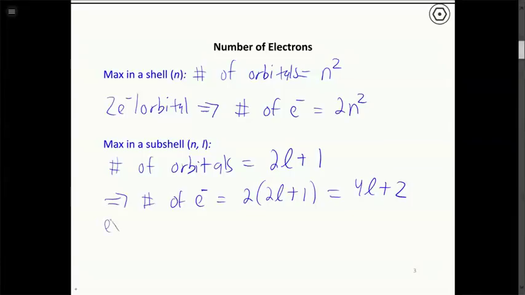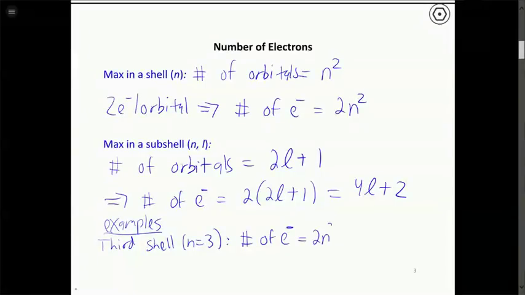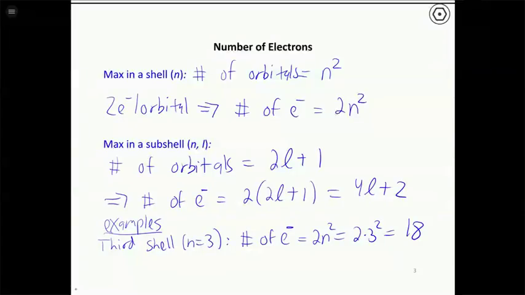So let's just do a couple of random examples. If we're in the third shell, which means n equals 3, remember that the shell number is that first quantum number n, the maximum number of electrons present in the third shell is just 2n squared, which is 2 times 3 squared, or 18. So if we have some number of electrons in a multi-electron atom, the most that can go into the third shell is going to be 18.